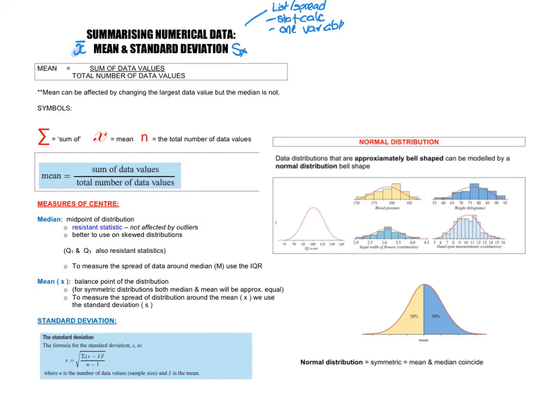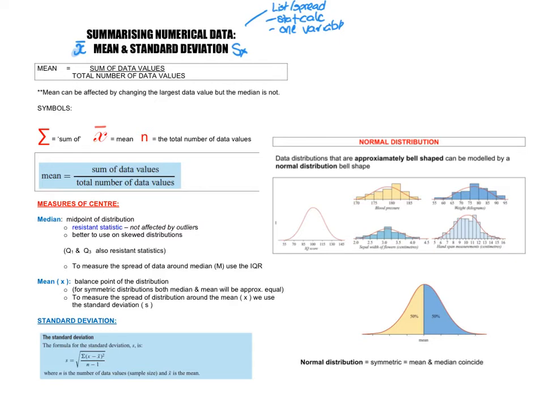Okay, so we know that the mean is like the average, and the way we can work it out is we add them all up. What we're going to start using the mean for now is symmetric data, which means it's following this bell-shaped curve. So we can use the mean as a measure of centre for this because of that bell shape.